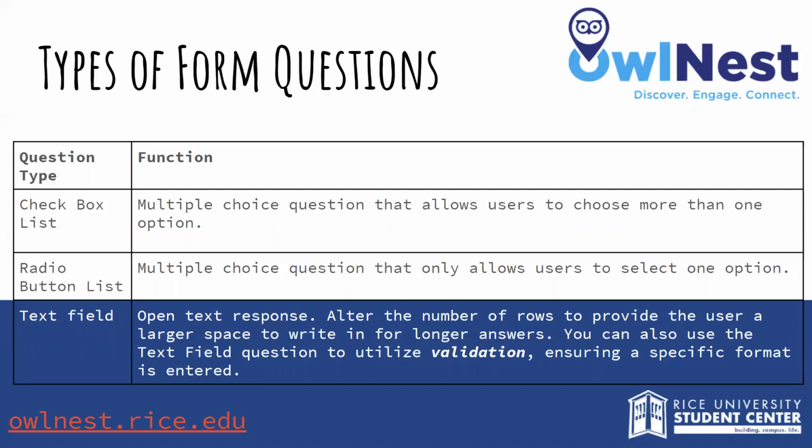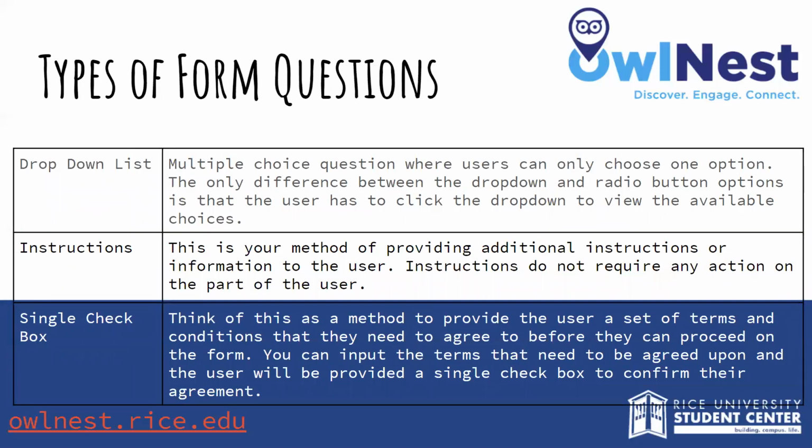The text field is an open text response. You can alter the number of rows to provide the user a larger space to write in for longer answers. You can also use the text field question to utilize validation to ensure a specific format of response is entered. A drop-down list is a multiple-choice question where users can only choose one option. The difference between the drop-down and radio button question is that the user has to click the drop-down to view the available choices. Instructions is a method of providing additional instructions or information to the user.